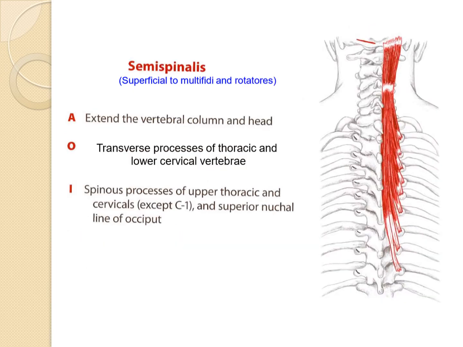The final member of the transversal spinalis group is the semispinalis, which acts to extend the vertebral column and head. The semispinalis muscle originates on the transverse processes of the thoracic and lower cervical vertebrae. It inserts on the spinous processes of the upper thoracic and cervical vertebrae, as well as at the base of the skull, or occiput.